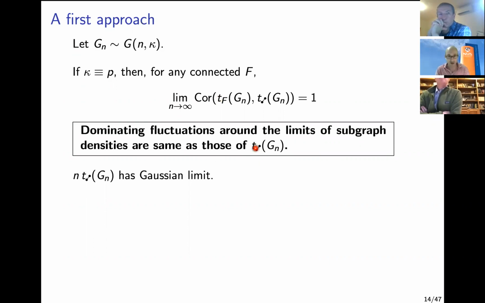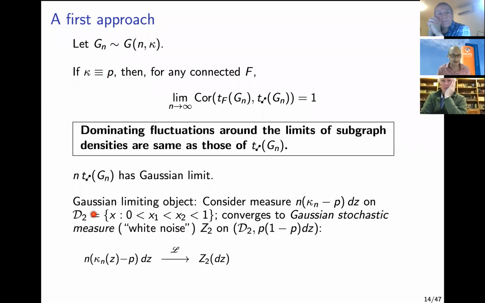And this object we understand well because, for example, in this constant case, that's just a binomial distribution divided by n squared. So we know everything there is to know about this object. If you scale it appropriately, we get a Gaussian limit. So that's that. And is there a Gaussian limit point of view? The answer is yes, in the following way.